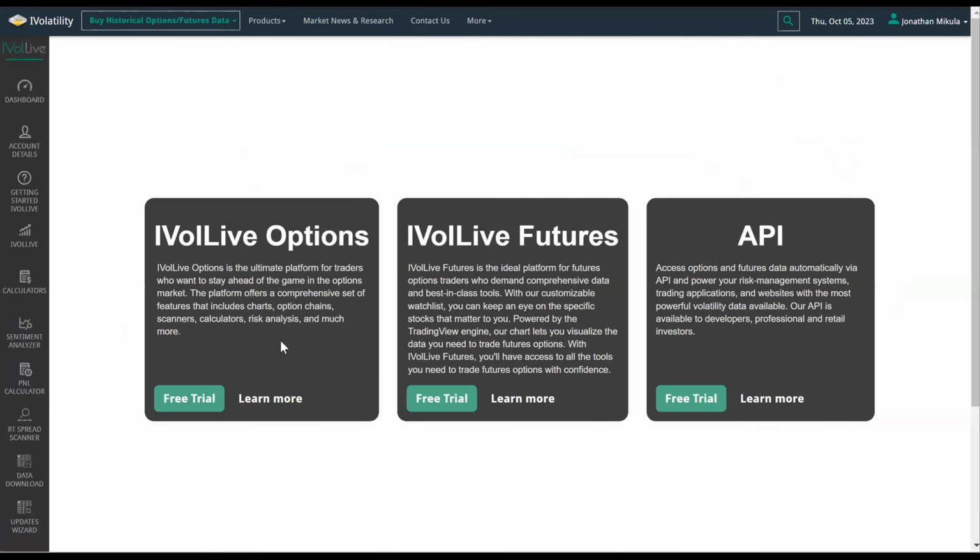And then let me see if we have any case for TLT. Let me make sure we don't have any questions here. Looks good. 2 different tabs.